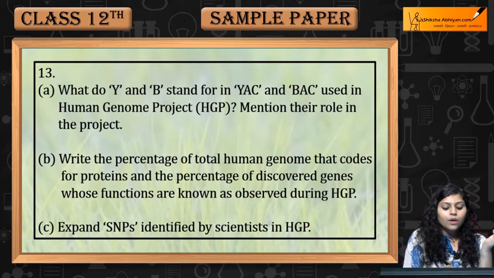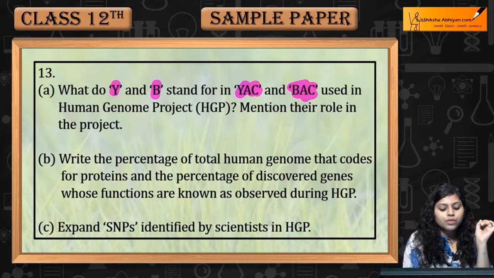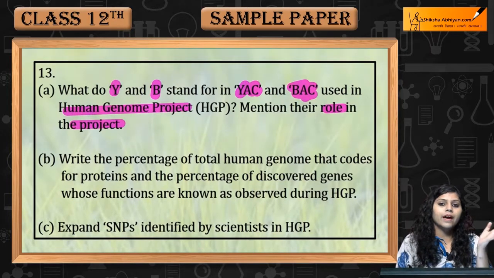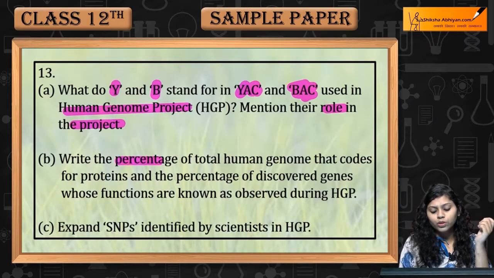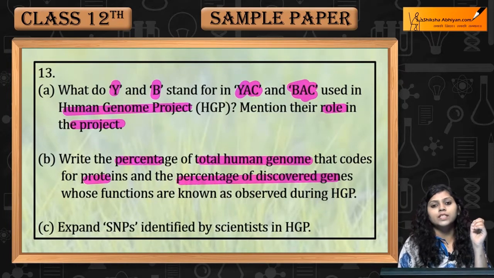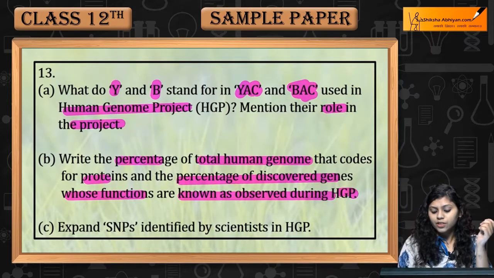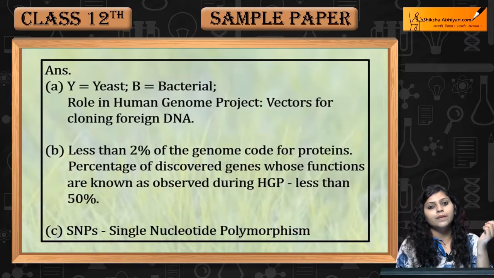Question number 13. What do Y and B stand for in YAC and BAC used in Human Genome Project? Mention their role in the project. Y और B क्या stand करता है और उनका role क्या है? Write the percentage of total human genome that codes for proteins and percentage of discovered genes whose functions are known as observed during HGP. Expand SNP identified by the scientist in HGP.